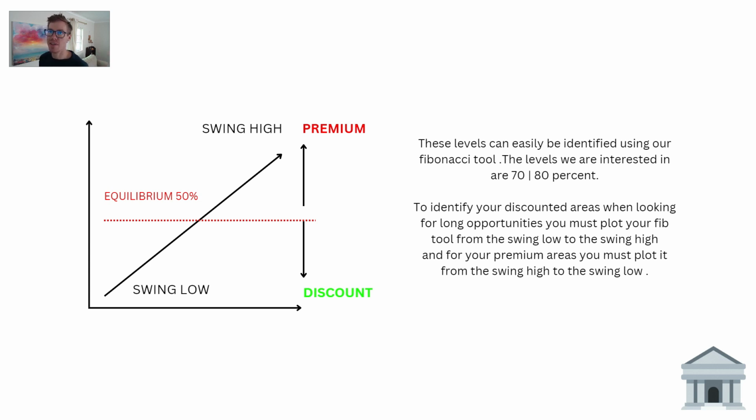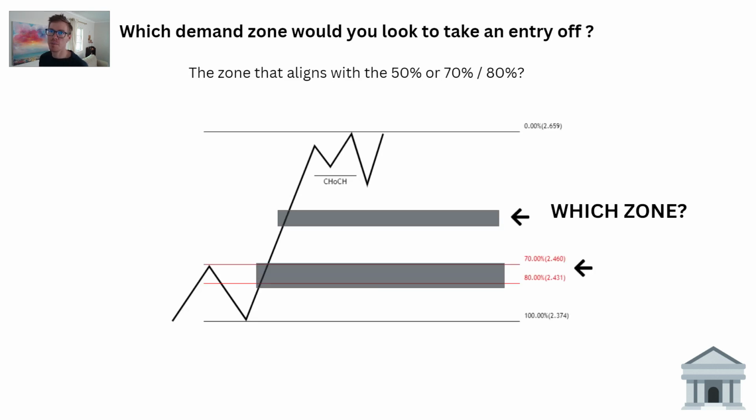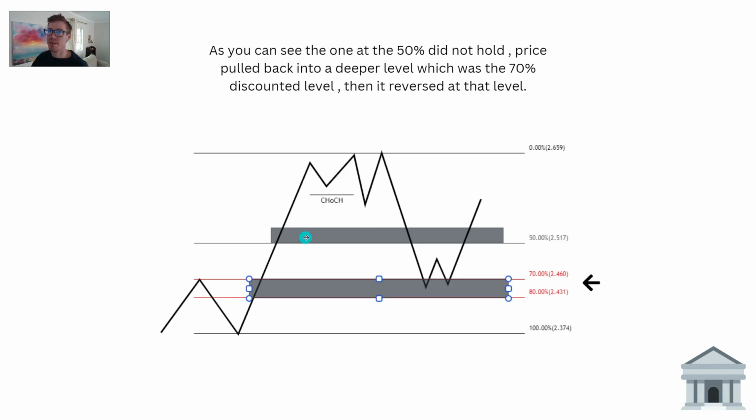We can easily identify these levels using the Fibonacci tool, or you can train your eyes and you can just spot it quite easily. In this example, which demand zones would you look to take an entry? The zone that aligns with the 50, 70, or 80%. As you can see, the zone that was at the 50% equilibrium level did not hold, and price respected the discount level. This would have been perfect entry point for our trade. So we look for these places where our supply and demand zones link up with premium or discount levels.